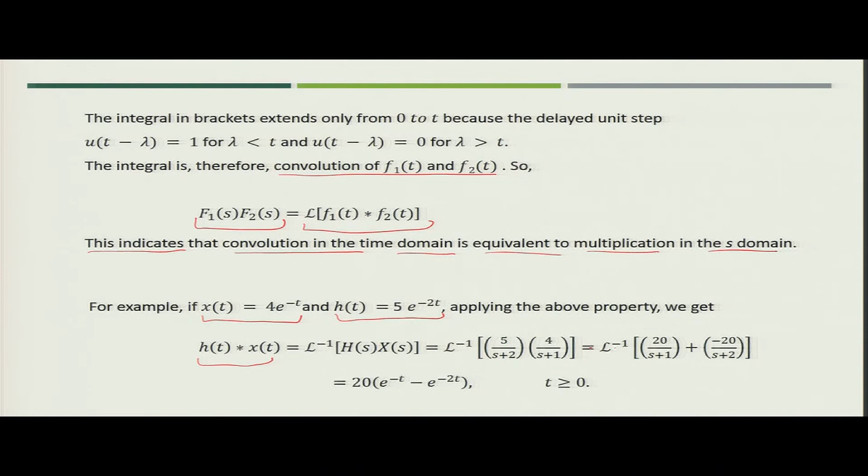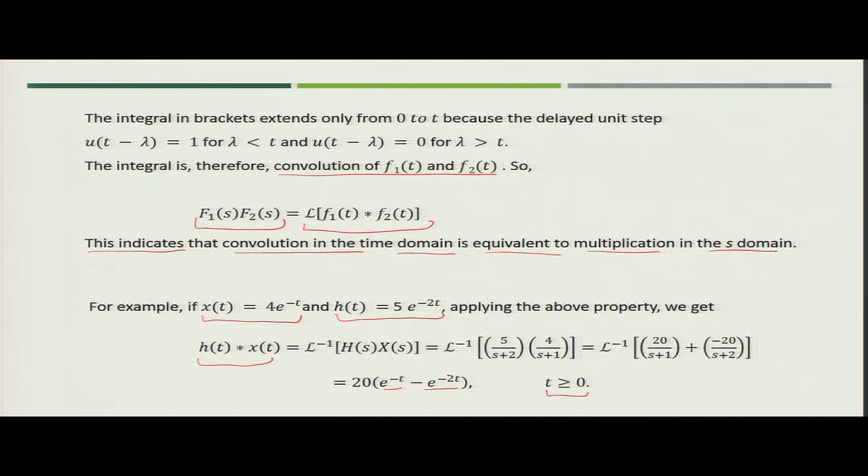Now, if you rearrange, the term within the square bracket will become 20 upon s plus 1 minus 20 upon s plus 2. So, if you take now the inverse Laplace transform of the term which is there in the square bracket, it will become 20 into e to the power minus t minus e to the power minus 2t. So, what you can say now, the convolution of 4 e to the power minus t and 5 e to the power minus 2t is nothing but 20 into e to the power minus t minus e to the power minus 2t, and this would be for time t greater than or equal to 0.